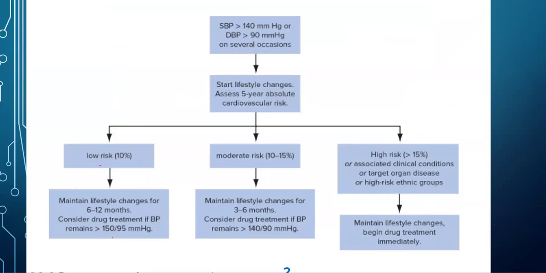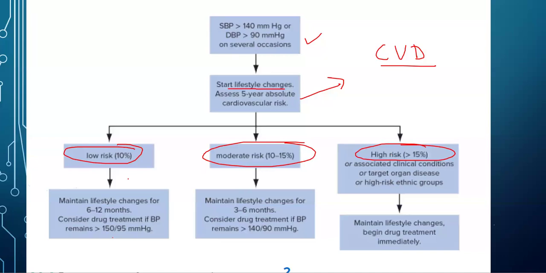Now this chart is very important for your exam. Any patient who has high blood pressure on several occasions, our main step is lifestyle advice. At the same point, we also assess their 5-yearly cardiovascular risk assessment. Remember that chart we have shown in our question solved class? When you do the CVD risk assessment, it tells you whether it is a low risk patient, a moderate risk, or high risk. If it is a low risk patient, you can maintain lifestyle change for at least 6 to 12 months.